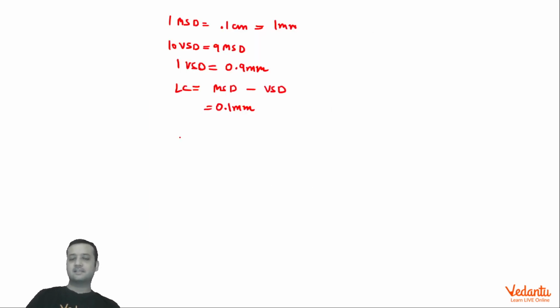Okay, so basically we will say that zero error will be 4 into least count, with a negative sign because it's a negative zero error. So this will become minus 0.4 mm, correct? Now, so this is the zero error. Let me write this properly, zero error, right?